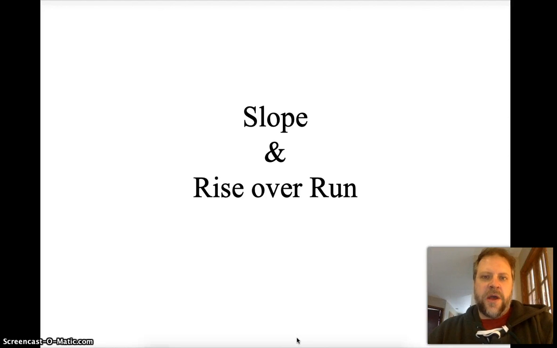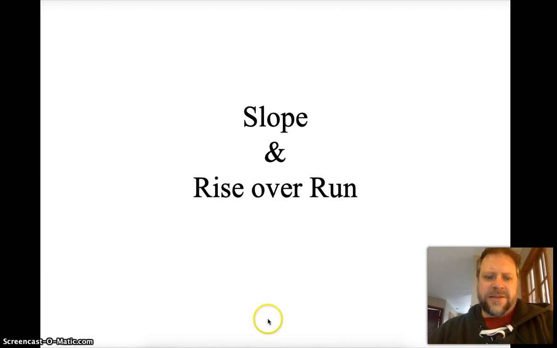Hey, sixth graders. Today we are going to continue our discussions about functions and graphs. I know we've been doing it a lot, but it's really important that you understand this, or at least start to understand this as you move forward into algebra. So today we're going to talk about the slope of a line, and as we talk about slope, we're going to talk about a concept called rise over run. And when we do that, that'll become really, really clear.